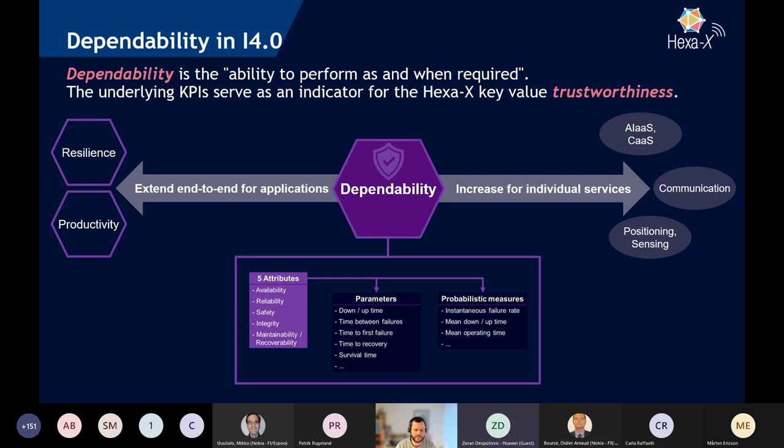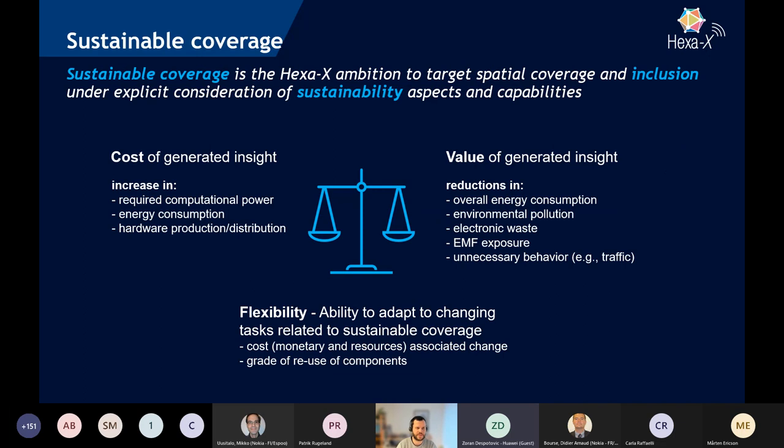The second target KPI is sustainable coverage. This describes the ambition to increase the spatial coverage, which was also already mentioned by Mårten, and thereby also address the value of inclusion while explicitly considering sustainability aspects. So in this case, for the use cases that we discussed in our deliverable, we explicitly considered this trade-off between the cost of insight we can generate by utilizing the 6G system, for example, to monitor the environment, compared to the value that we get out of that.